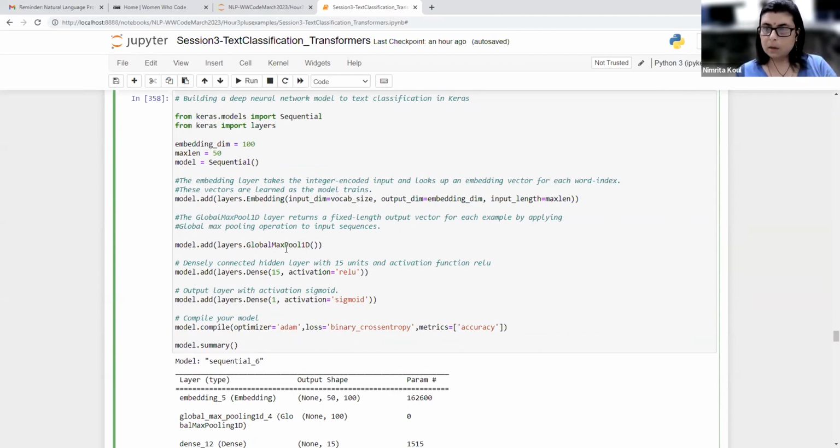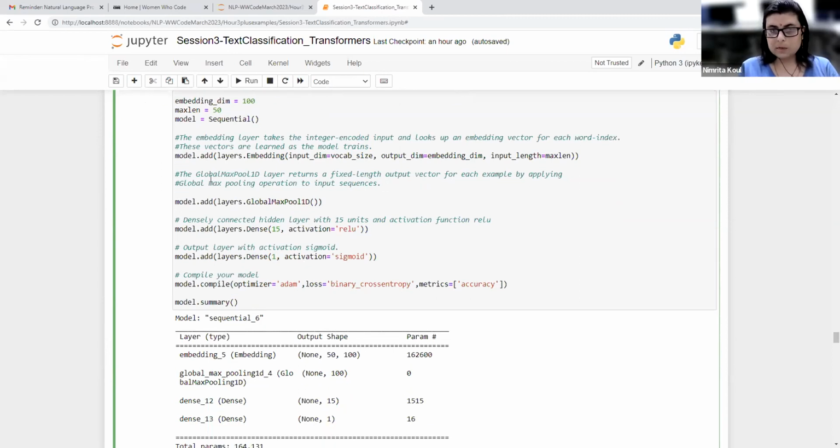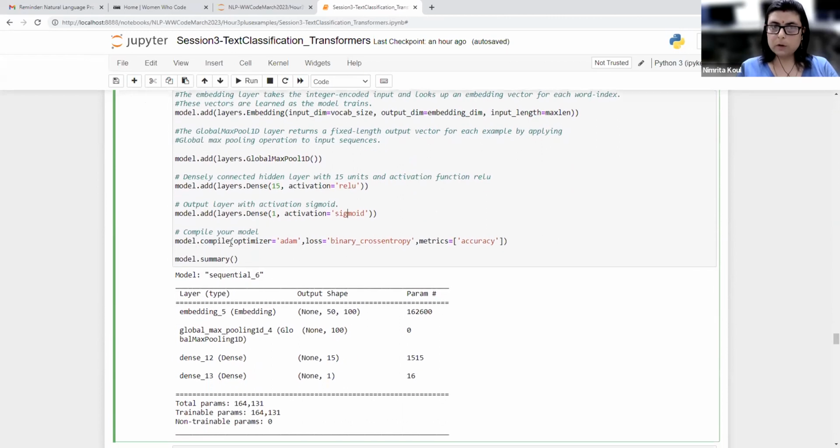And then we add a global max pooling layer to it, which essentially converts the outputs into a single size, takes the maximum value from all the neighboring values of data and converts them into a single value. We are then adding a hidden layer, which contains 15 units, and each unit uses the activation function ReLU. Finally, we are adding an output layer, which is a dense layer with a single output neuron and uses the activation function sigmoid.